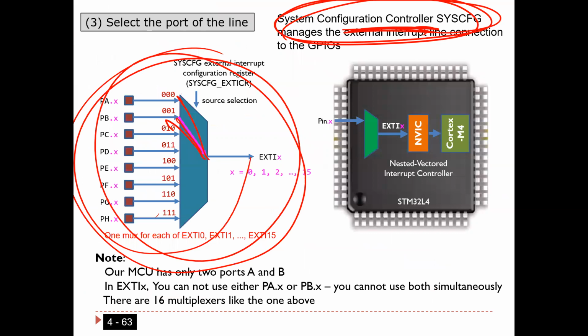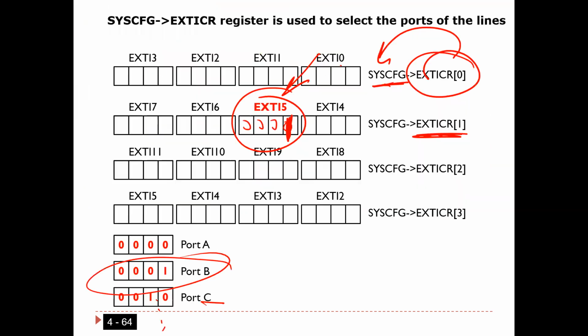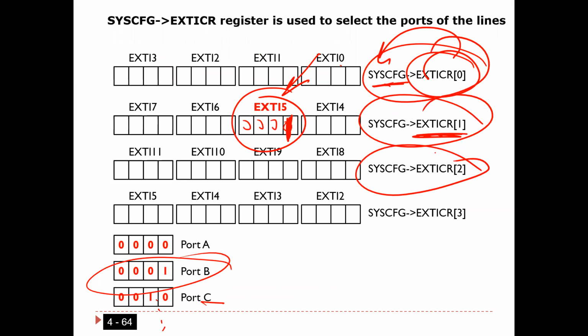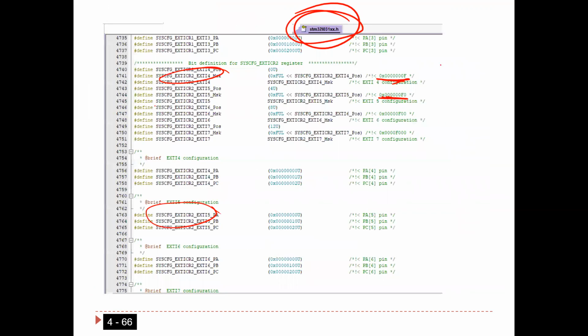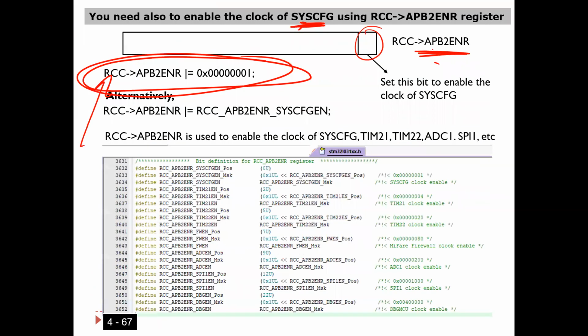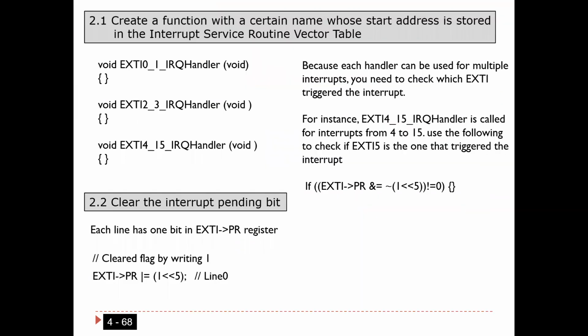Also, for this controller, you have to select which line you are using, and for the line you are using, you want to connect A or B, by writing here. Also, don't forget you have to enable this controller, because we are going to use it. What is left? I'm done with the main program now.